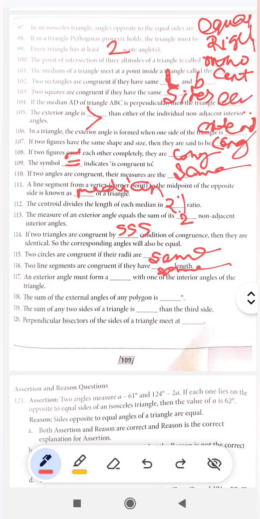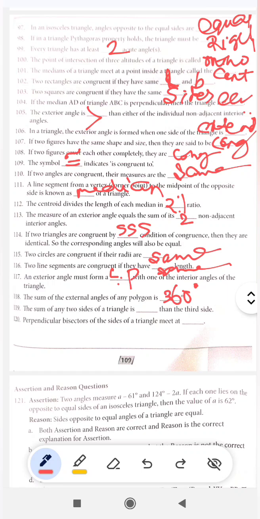Then an exterior angle must form a dash with one of the interior angles of the triangle. An exterior angle must form a linear pair with one of the interior angles. Okay, linear pair we can write it as L.P. Okay, you will write linear pair with a full sentence, means full you have to write.